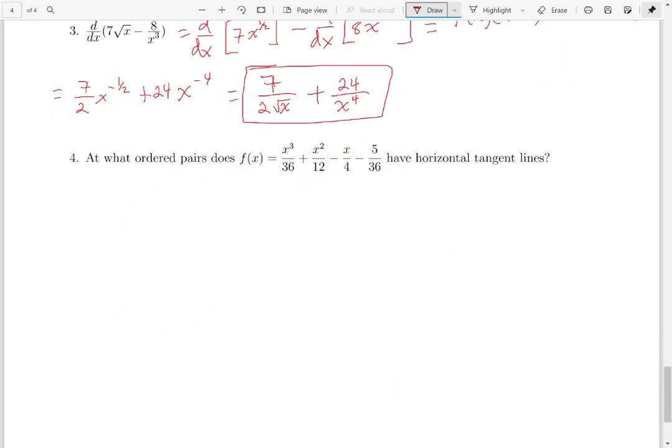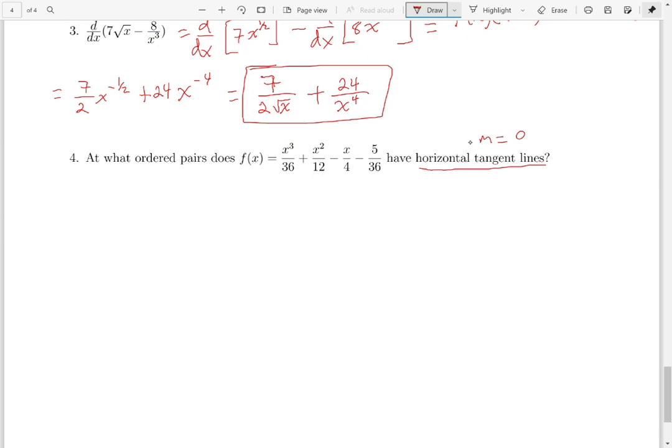Now here's a little bit of critical thinking question. At what ordered pairs does the function that's given have a horizontal tangent line? Now this could be one point, this could be multiple points. But how in the world could we find this? Well, let's think a moment. Horizontal tangent lines have slopes of 0. Okay, that's where we're going to start.